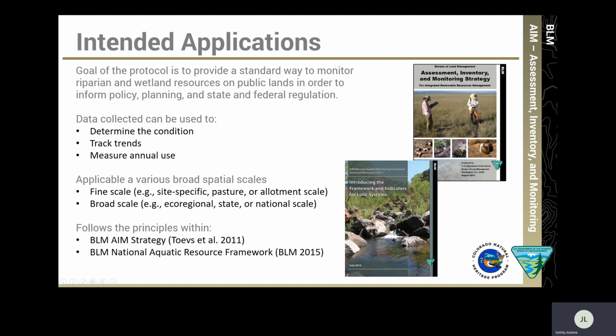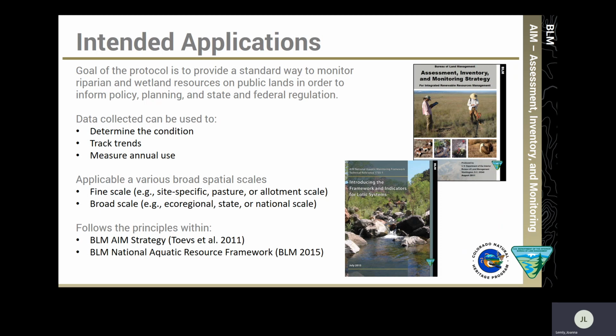The goal of the Lentic AIM program and the Field Protocol for Lentic, Riparian, and Wetland Systems is to provide a standard way to monitor wetland and riparian resources on public lands in order to inform policy, planning, and state and federal regulation. Data collected using this protocol can be used to evaluate the effectiveness of land management actions on maintaining or improving the chemical, physical, and biological integrity of riparian and wetland resources. The data can be used to determine the condition, track trends, and measure annual use of riparian and wetland systems.